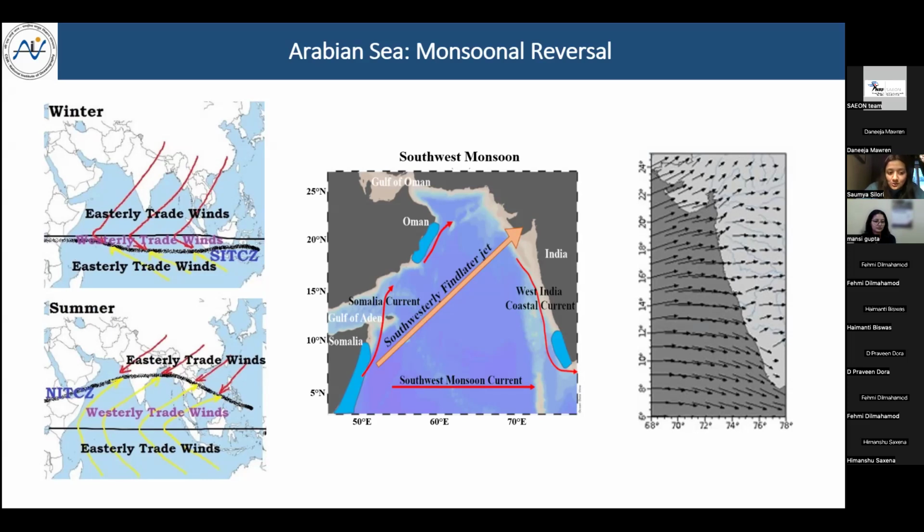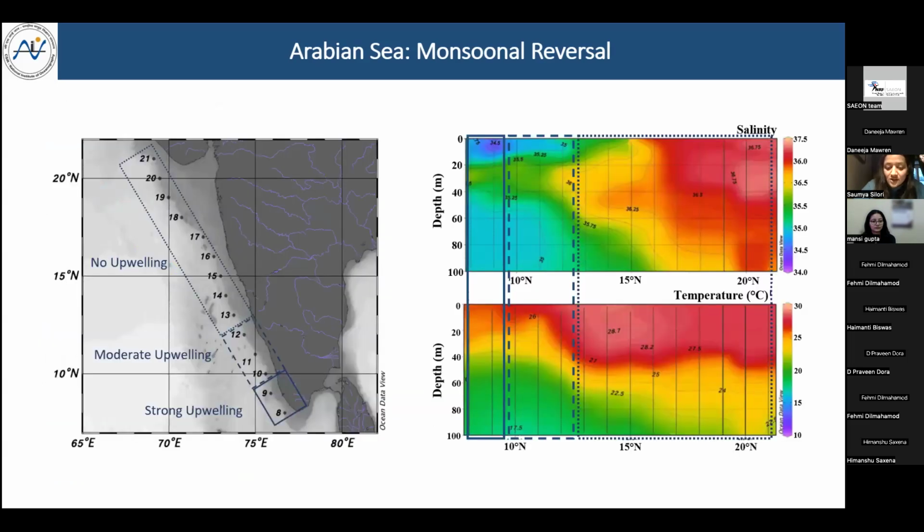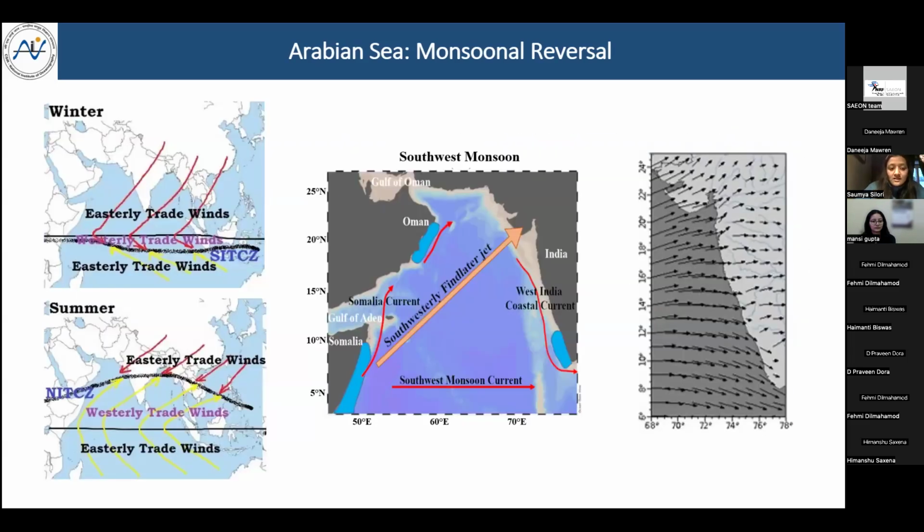September. These southwesterly winds, because they're blowing from the ocean to the land, bring a lot of rainfall to the Indian subcontinent. But it's not only the Indian subcontinent that receives a lot of rainfall; it's also a special season for the Arabian Sea itself, because during this season we see the highest productivity in the Arabian Sea.